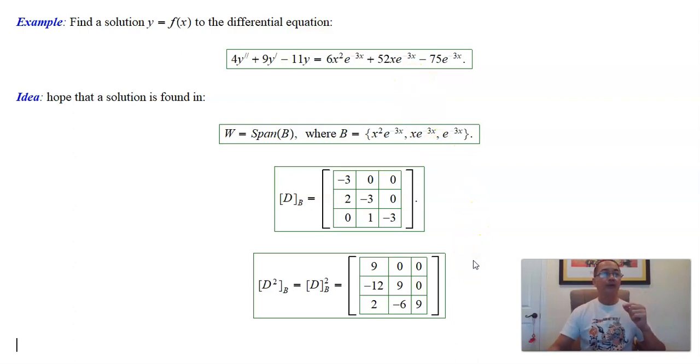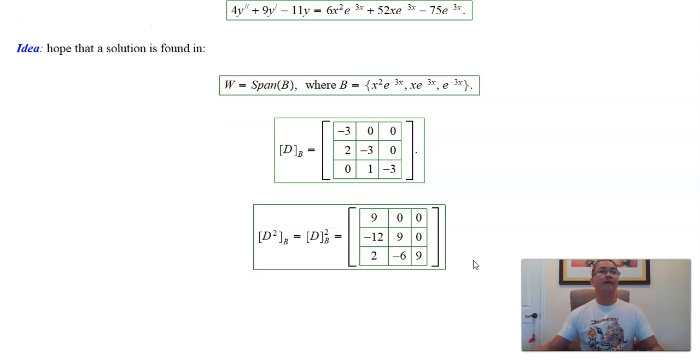So what's going on here? We can think of T as a linear transformation made of 4 of the second derivative, plus 9 of the first derivative, minus 11, what's the y? Don't do anything to y, leave it alone. What is that? The identity on W.